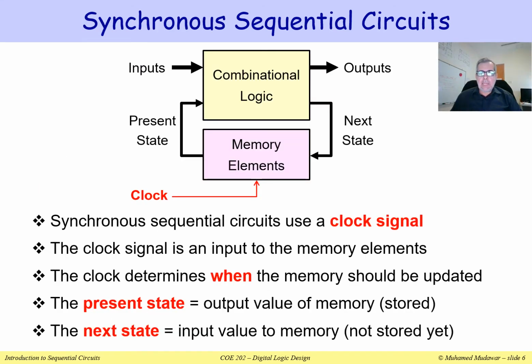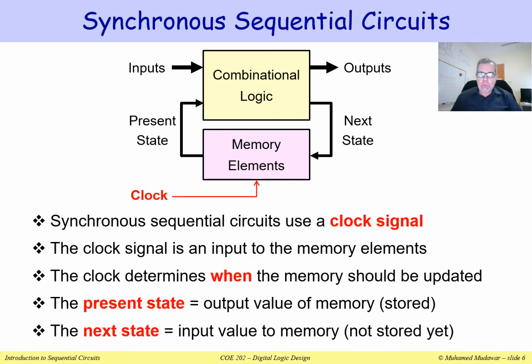Here is the block diagram of a synchronous sequential circuit. Notice that the clock now is connected as an input to the memory elements. So the clock is used to control these memory elements. It indicates when we change the value of the memory elements. As I said before, the present state is the output of the memory elements.